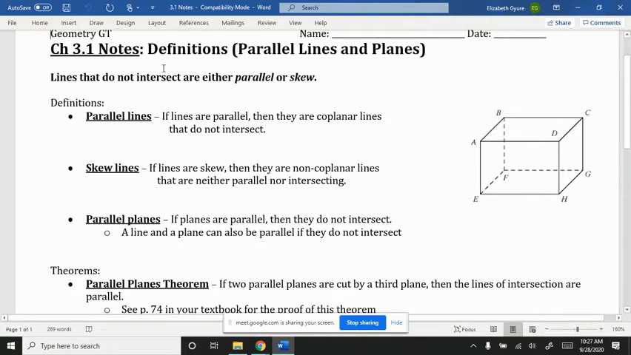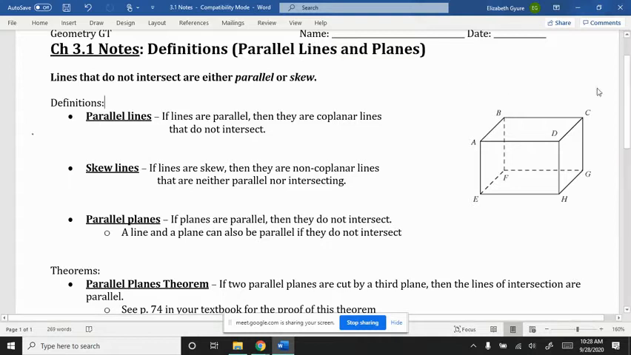Okay, so lines that do not intersect are either going to be parallel or skew, and we'll talk about what skew means in a second. That one might be one that we have not heard of as much. So parallel lines, if lines are parallel, then they are coplanar lines that do not intersect. One of two key things they're being, they are coplanar, so they are both on the same plane, the lines would be, and they do not intersect, so they're never going to cross each other, right?